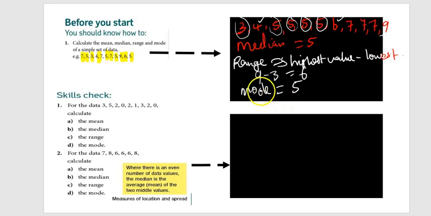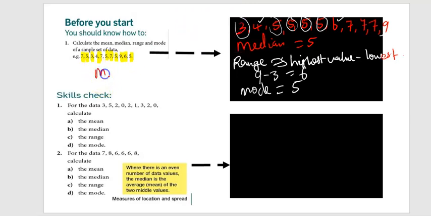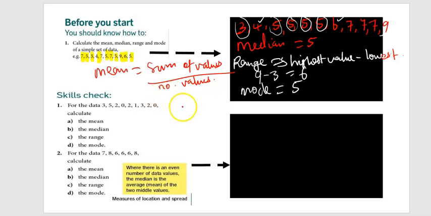Now we want to find the mean. The mean is going to be the sum of all the values, so it is the sum of values that we have, divided by the number of values. And we can look at the values that we have. So we can write all of them down.